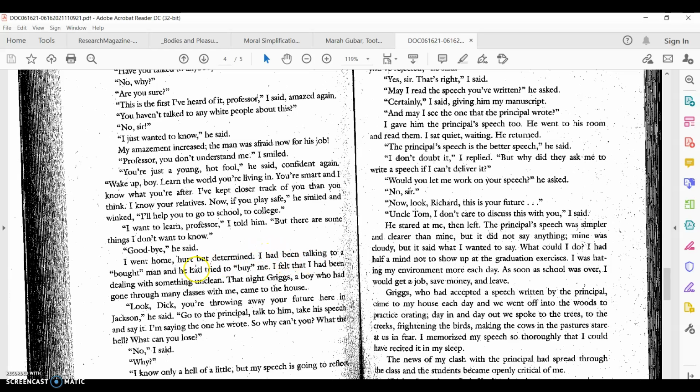I had been talking to a bought man, and he had tried to buy me. I felt that I had been dealing with something unclean. That night, Griggs, a boy who had gone through many classes with me, came to my house. Look, Dick, you're throwing away your future here in Jackson, he said. Go to the principal, talk to him, take his speech and say it. I'm saying the one he wrote, so why can't you? What the hell, what can you lose?